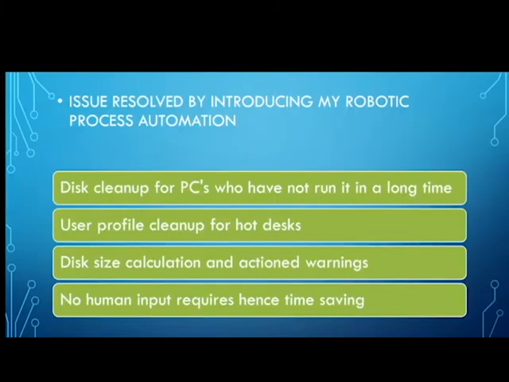So let's have a look at the actual issue resolved by introducing my robotic process automation. The idea of it is a disk cleanup for PCs which have not run in a long time. Generally, a lot of the retail outlets at Reese don't run PC cleanups or shut down their machines. This results in long uptime and extremely full disks, leading to increased slowness.